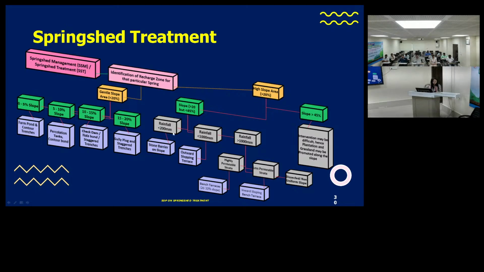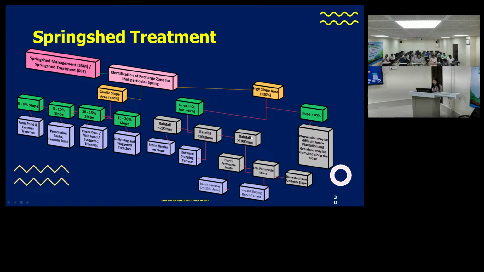If the rainfall intensity is very high, then even if you construct, it may just fall off like that. So we need to study the rainfall pattern of that area. If the rainfall is less, that is less than 200 millimeter, stone barrier or slope can be constructed. If the rainfall is less than 1000 mm, outward sloping terrace can be constructed. If the rainfall is greater than 1000 mm, then we need to assess.